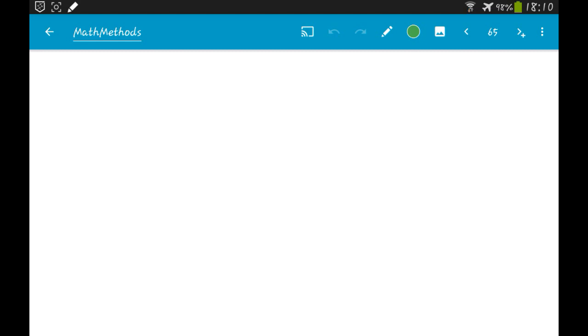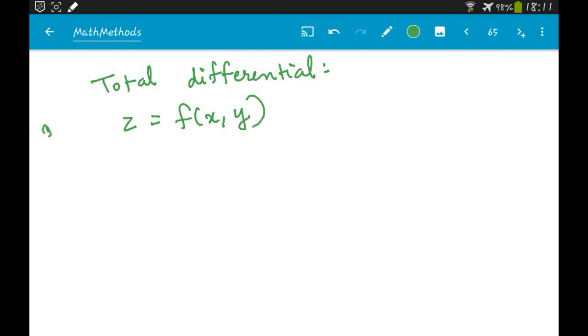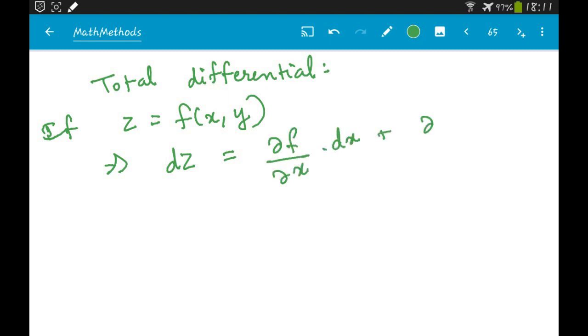Alright, so in the last class we looked at total differentials, right? So let's just recap a bit. If z is a function of x and y, then the total differential dz is going to be dou f by dou x into dx plus dou f by dou y into dy. Okay, so this is going to be your total differential.